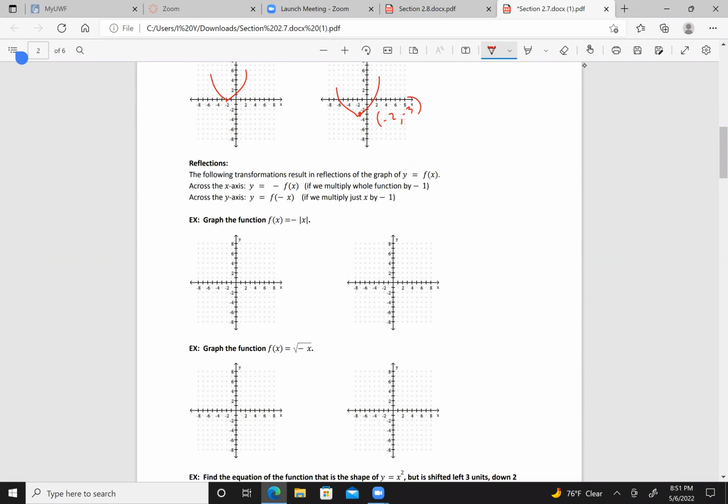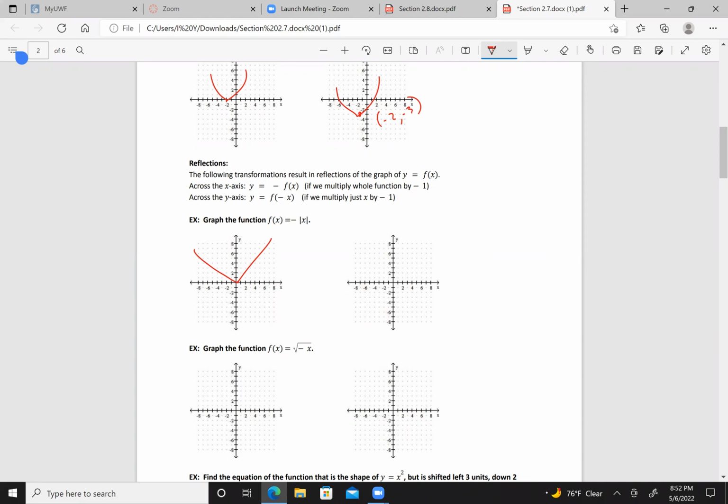The following transformation results in reflections of the graph of y equals f of x. We reflect across the x-axis if y equals negative f of x, if we multiply the whole function by negative 1. And across the y-axis if we multiply just x by negative 1. So we start out with our absolute value function. And then we're taking the negative of the entire thing. So we're reflecting across.